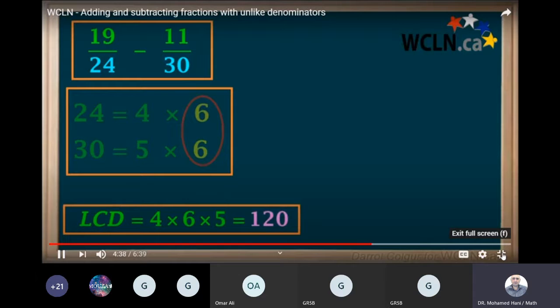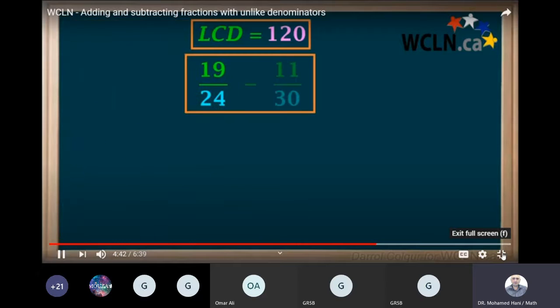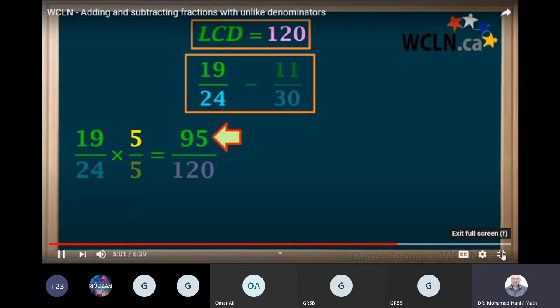We must rewrite both fractions so they have a denominator of 120. We'll start with the fraction 19/24. To give it a denominator of 120, we must multiply the 24 by 5. Therefore, to get the new numerator, we must also multiply the 19 by 5, which is 95. So 19 over 24 can be written as 95 over 120.